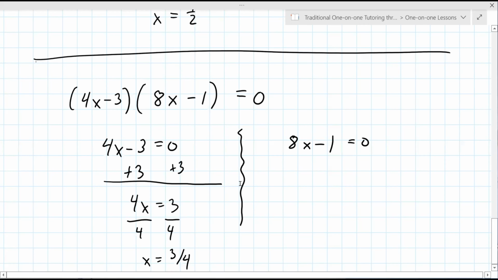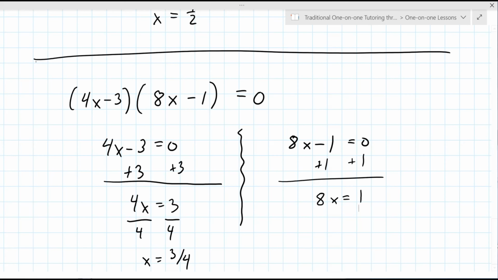Okay, now on the one on the right, what do you do first to solve it? What do you undo first? Subtraction, so you add 1 to both sides. Yes, you add 1 to both sides. And then you divide both of them by 8. Yeah. So a lot of times you get fractions for both of these.